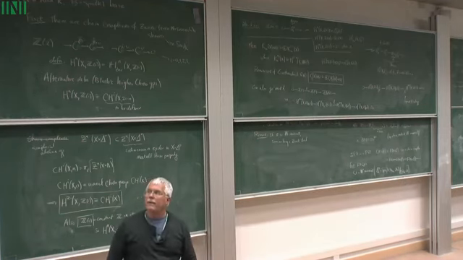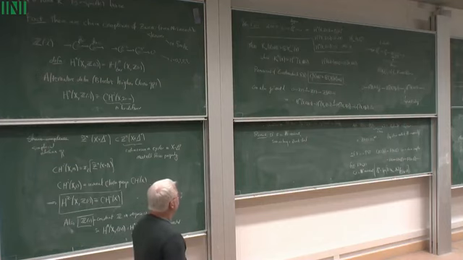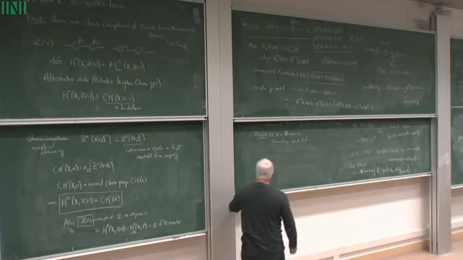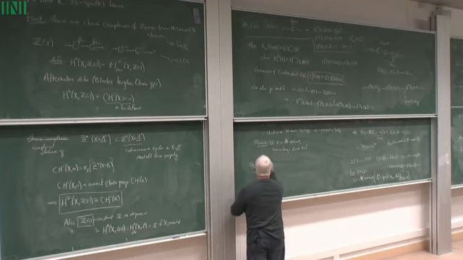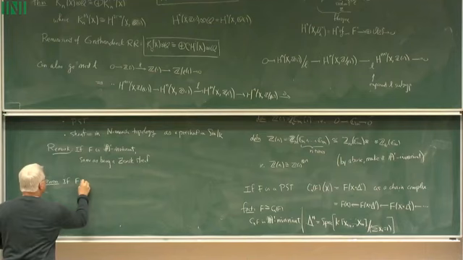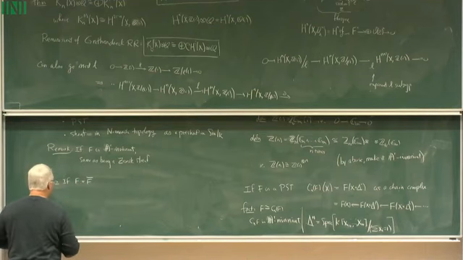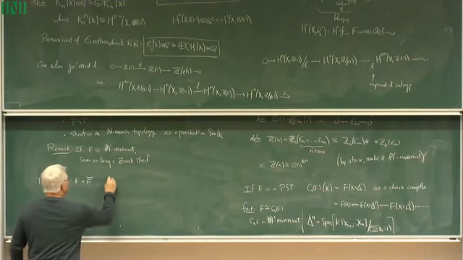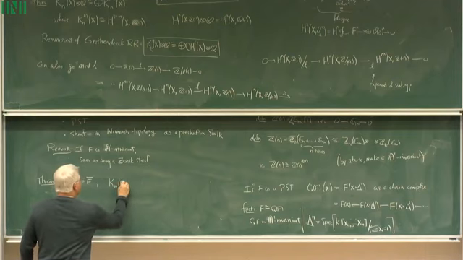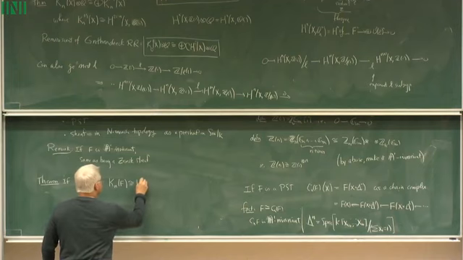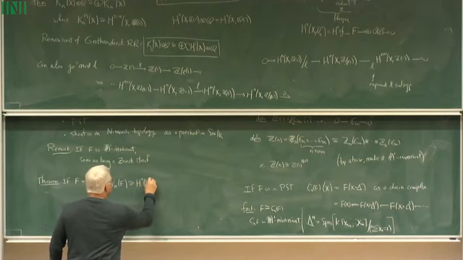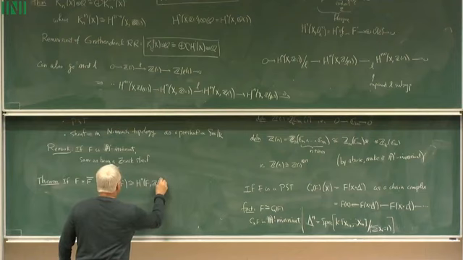Okay, now, here's a theorem. If F is algebraically closed, then the Kn of F is isomorphic to H0 of F, with coefficients in Zn.